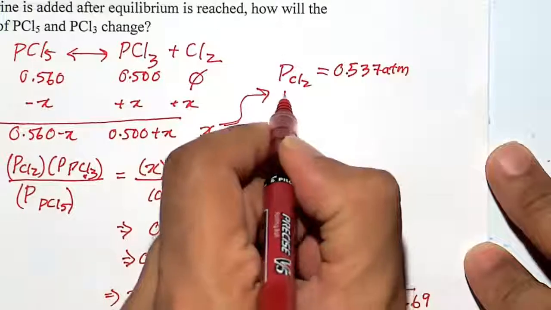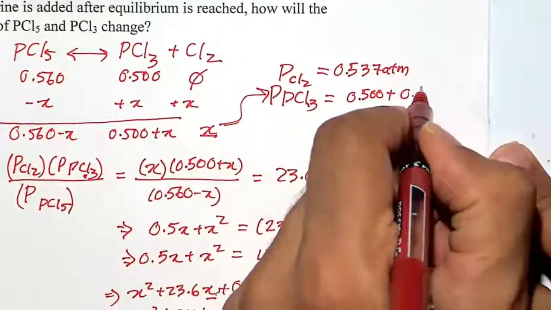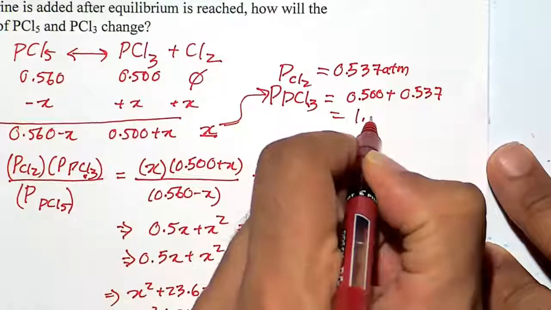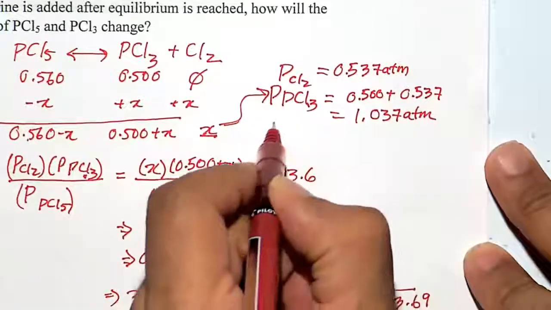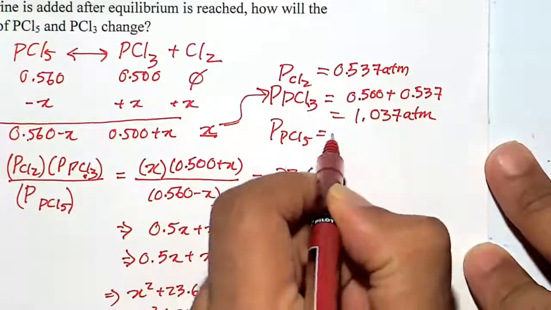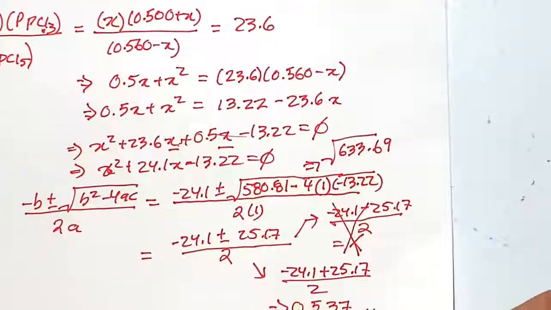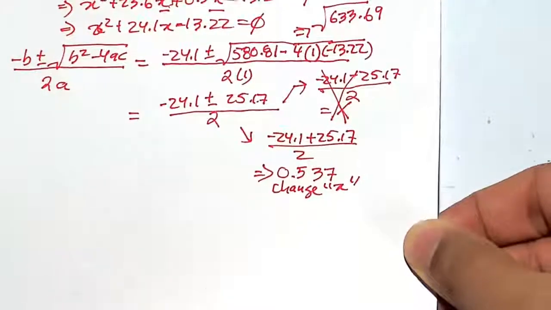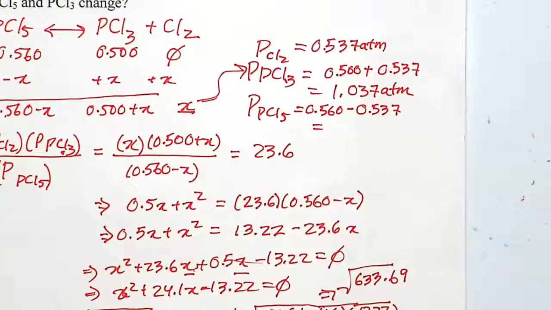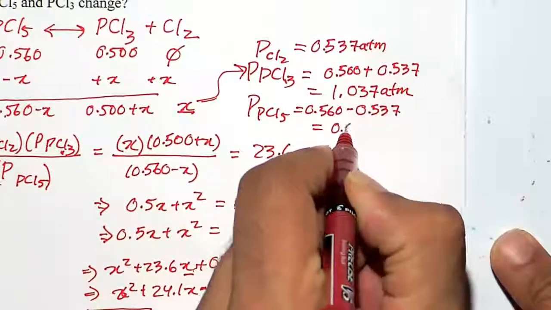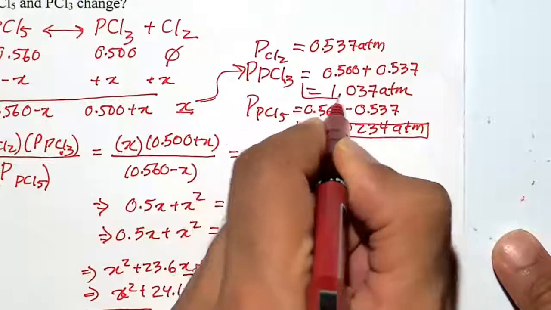The equilibrium pressure of PCl3 would be 0.500 plus 0.537, which is 1.037 atmospheres. The equilibrium pressure of PCl5 is equal to 0.560 minus my change, calculated for x as 0.537. 0.560 minus 0.537 will yield a value of 0.0234 atmospheres. So those are our equilibrium pressures.